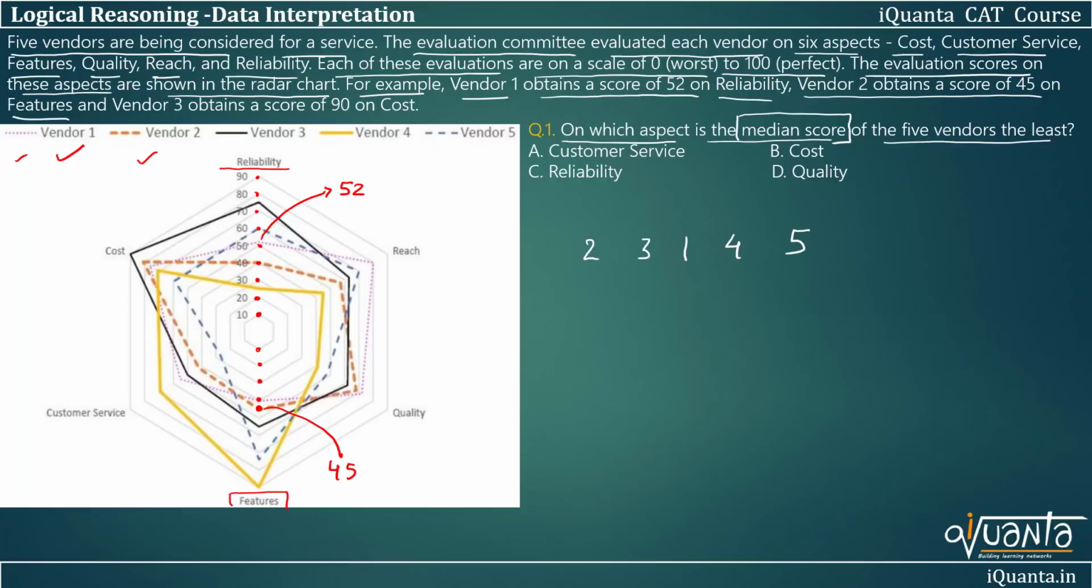So first of all, you will arrange these numbers in increasing order: 1, 2, 3, 4, 5. You have to choose the middle value. It is 3. 3 will be the median here.